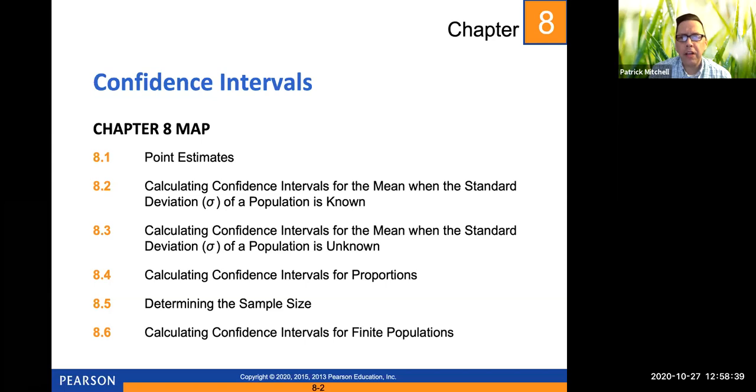So today we're starting a new chapter, Chapter 8 on confidence intervals. We'll start with a brief introduction in 8.1 on point estimates, and then we'll just go right into section 8.2.